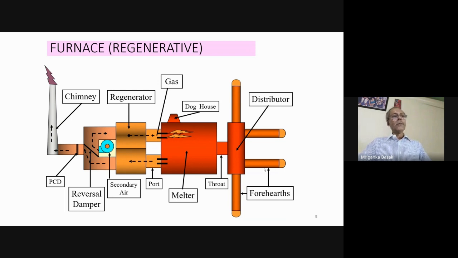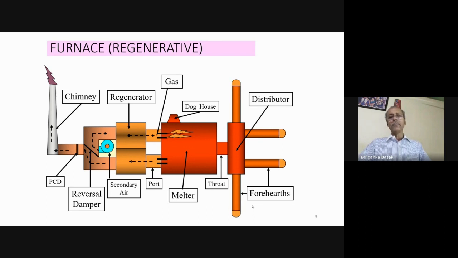After the melter, the distributor is shown. I told you about the distributor. And it is connected with the melter through a very small portion that is called the throat. That's why it is called throat, in fact. In a melter, no refining, no homogenizing of the molten glass takes place. However, the distributor is built in such a fashion that the refining of the glass and homogenizing of it takes place in the distributor, and temperature is brought down to about 1200 degrees centigrade or so.